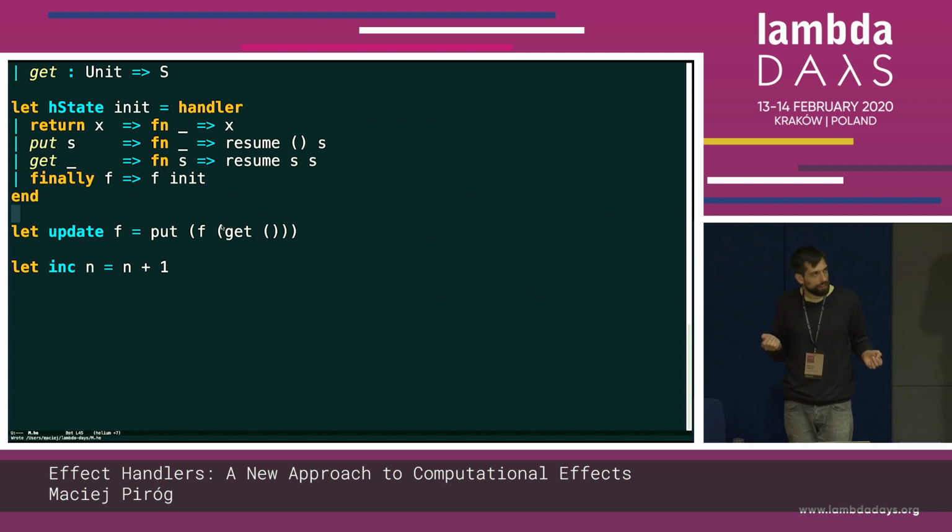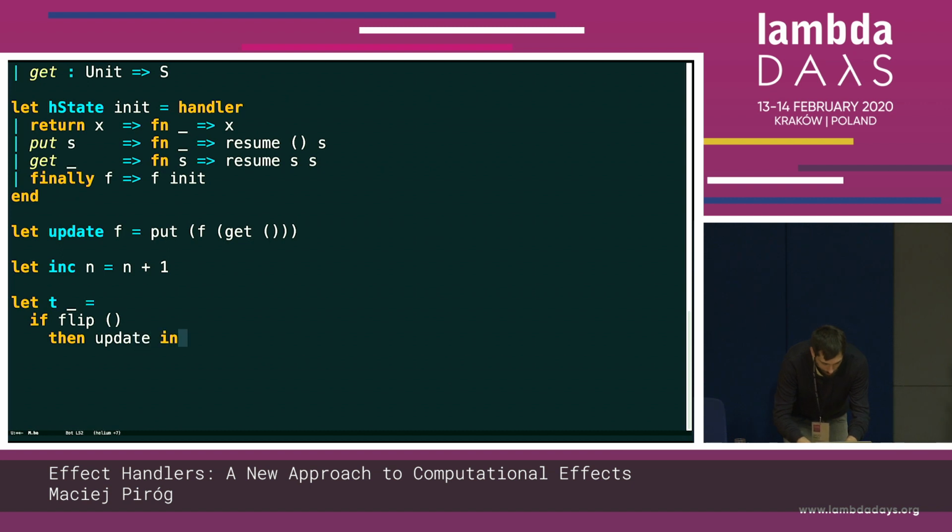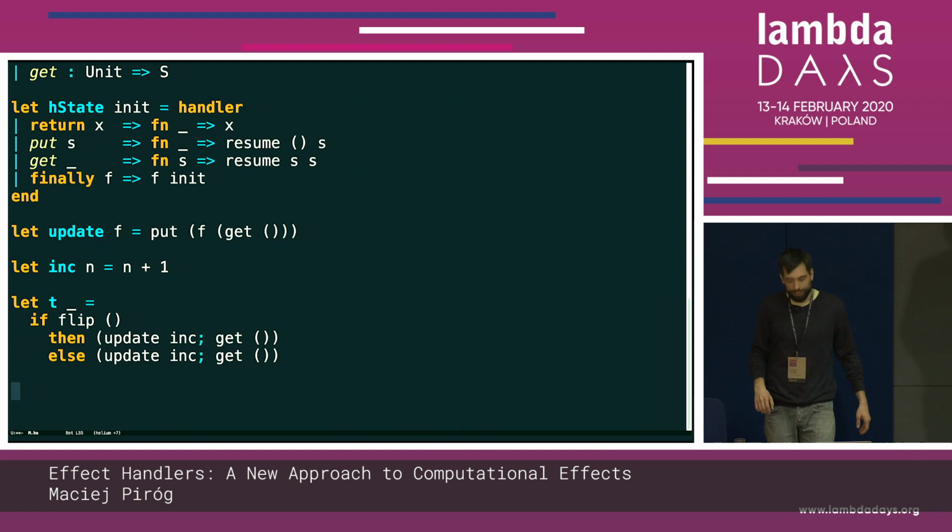So can we express these things? Well, let's try it. So let me say this. Let t, function t, is this. If flip, then update inc, and then get the current state, or else update inc and get the current state. So it seems like a very silly if expression, but it is not, because we have effects inside.